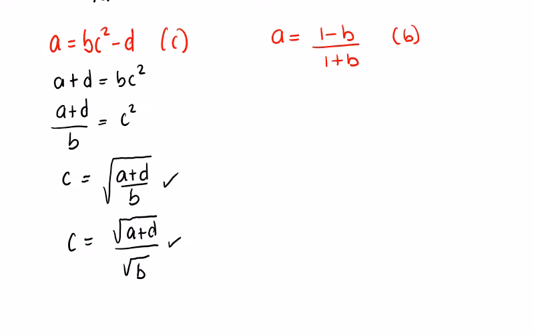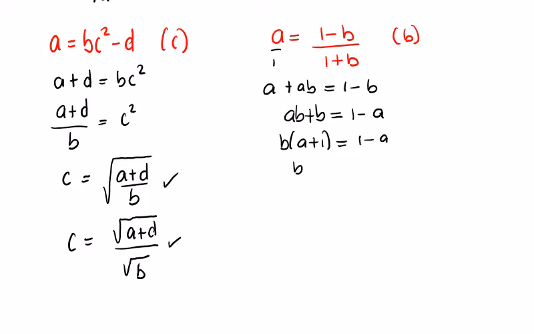Next one. So we want b on its own. So if I cross multiply first, I'm going to get a plus ab is equal to 1 minus b. We want to try and isolate the b's, so bring them together. So ab plus b is equal to 1 minus a. So factor out your b, and you're going to get b times a plus 1 equals 1 minus a. So b is equal to 1 minus a over a plus 1.